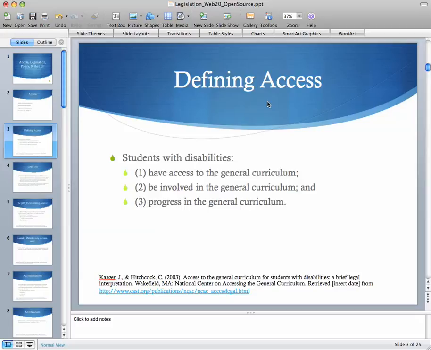First, does the student have access to the general curriculum? Second, is the student with a disability involved in the general curriculum? And third, is the student with disability making progress in that general curriculum? Each of these items, as you know, is addressed in the individual education plan. We must first prove that students have access to the general curriculum, but we must also show that access is not only the student sitting in the classroom, but that they are involved in learning that curriculum and that we have measurable goals and we're tracking that progress to show that students are learning.